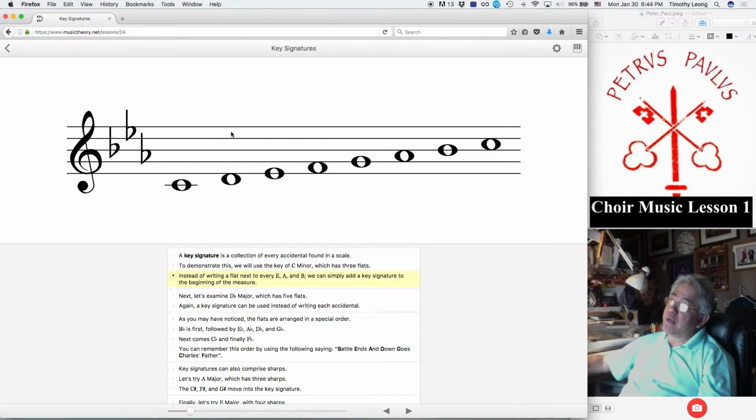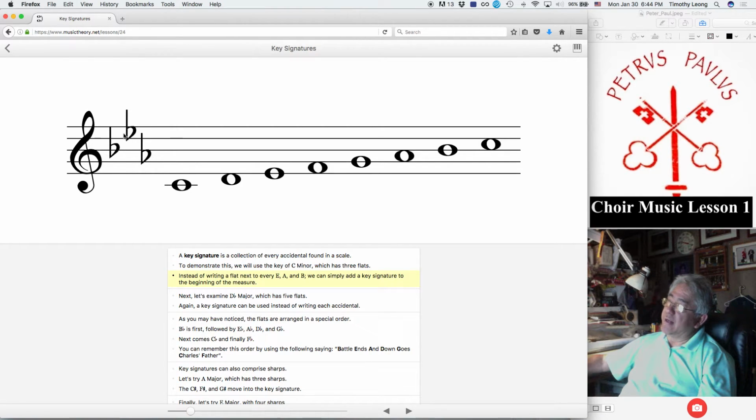Another thing is you're not going to see every single note with an accidental. You're going to know that the key defines all the E's as flat unless otherwise noted. Okay, and so when you look at this key, the first key is F with one flat.